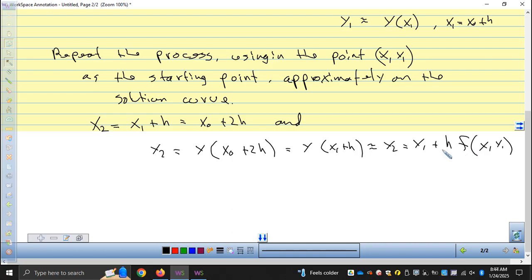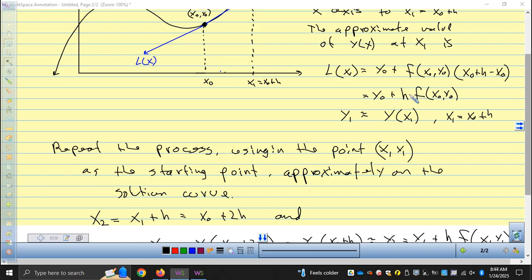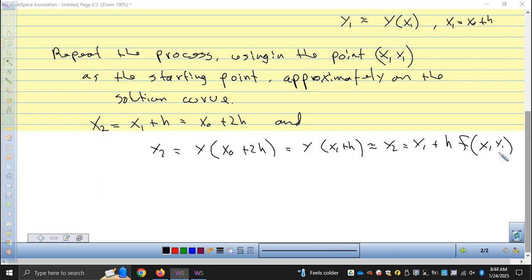Because the change I'm making in the x is just h each time. And this gives us our slope at that particular point. And we continue doing this process. We get a new approximate point on our curve. We use the slope at that new point to construct a new tangent line to get us a new approximation for a point on our solution curve, a little further when we go h distance along the x-axis again. And we continue.